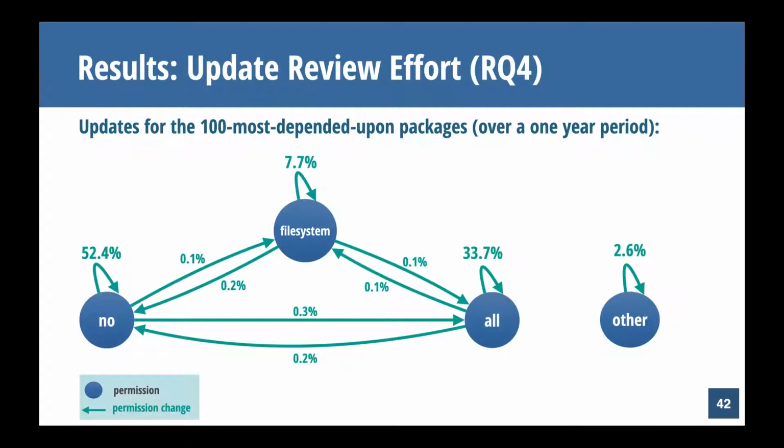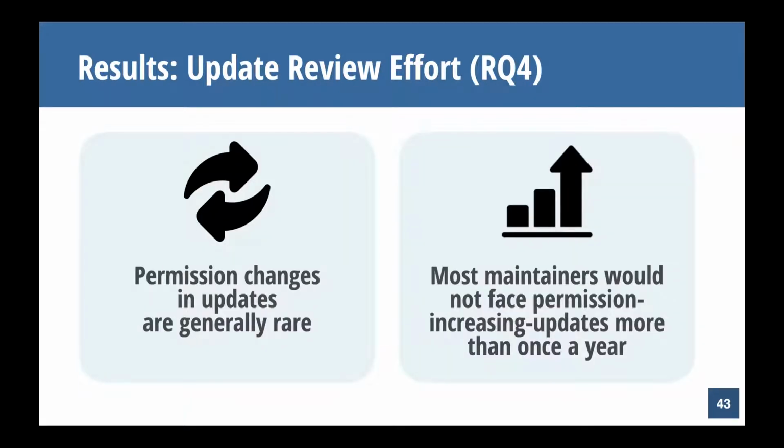Here we show a graph with the permission changes for the 100 most dependent upon packages over a 1-year period. Here we can see that permission changes are rare. It is also important to highlight that around 33% of the updates are for packages with the all permission and would potentially have to be inspected manually. So the main results for these research questions are that permission changes in updates are generally rare, and that most maintainers would not face permission increasing updates more than once a year.